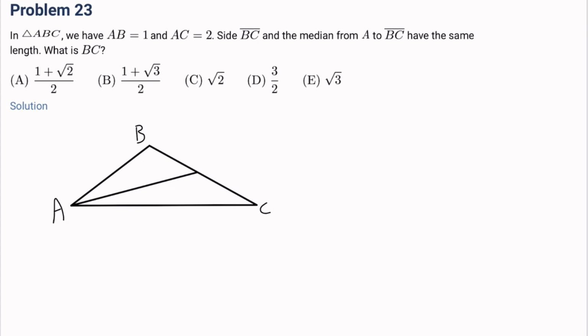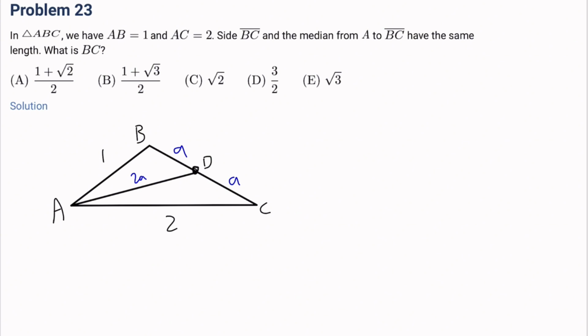AB equals 1, AC equals 2. Side BC has the same length as this side. Since this is half-half, let's say it's a, and so this length would be 2a. Let's just call this point D. And so what is BC?